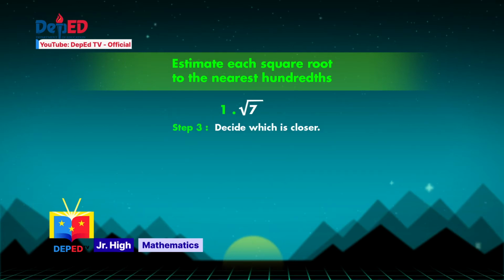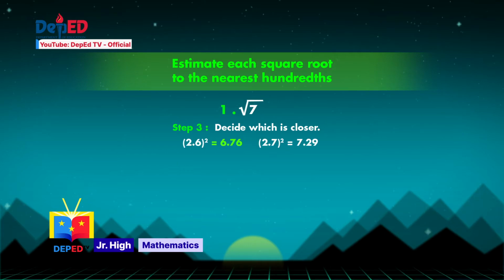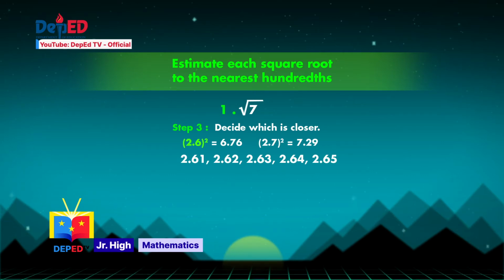Step 3. Decide which is closer. 7 is closer to 6.76 than 7.29. So, the square root of 7 must be closer to 2.6 than to 2.7. For the second decimal place, we can try 2.61, 2.62, 2.63, 2.64, and 2.65, since these values are closer to 2.6.